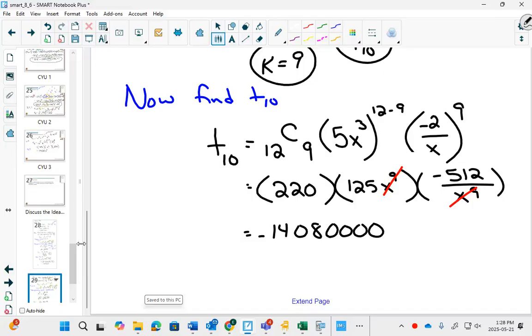In section 8.6, you can also circle the question 9. They're practice questions like this.